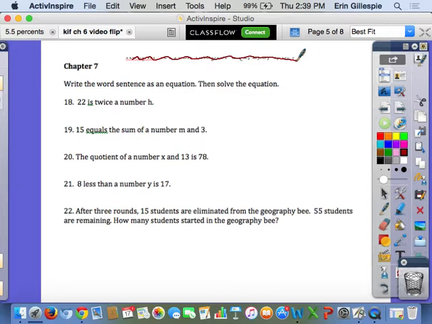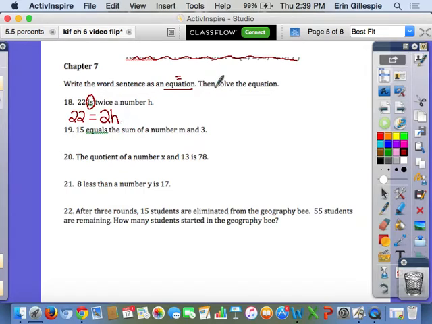So number 18 says 22 is twice a number h. Remember we talked about that "is" telling you where the equal sign is because we're writing equations, right? So equals. So I know I'm going to have 22 equals twice a number h. Well, they're telling me that I need to use the variable h, and twice means times 2. So I need to do 2 times h. The simplest way to write that is 2h.